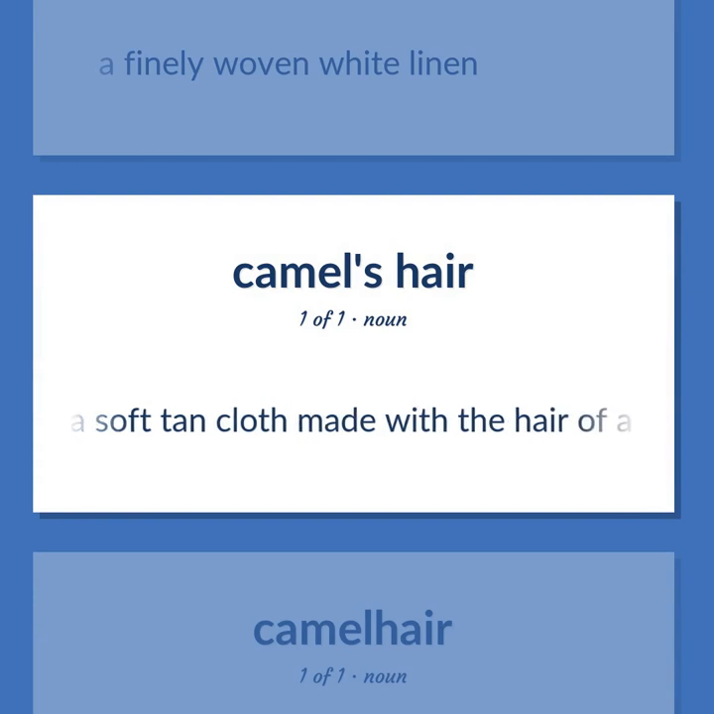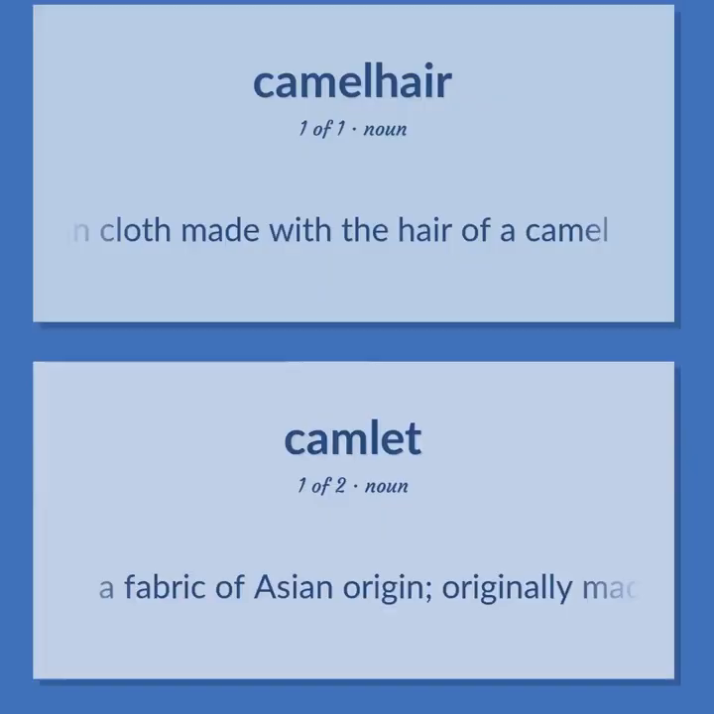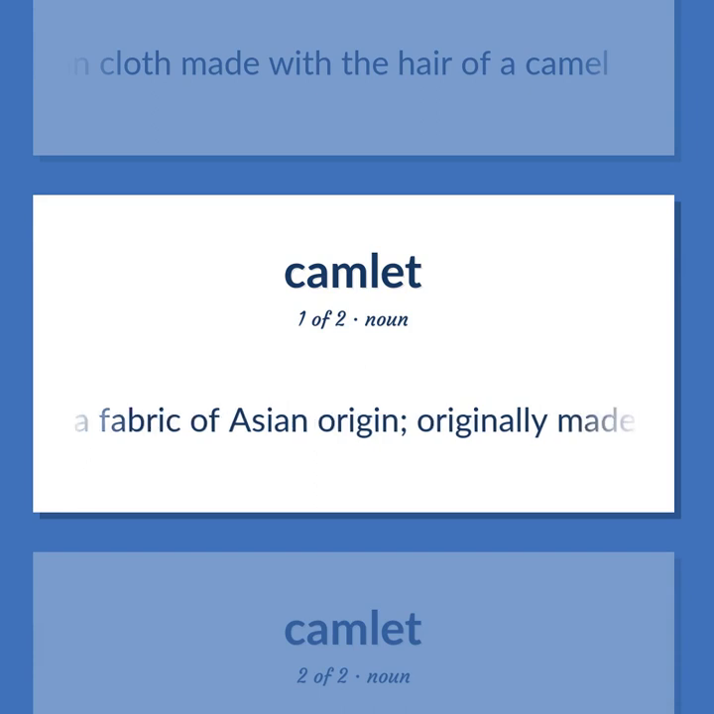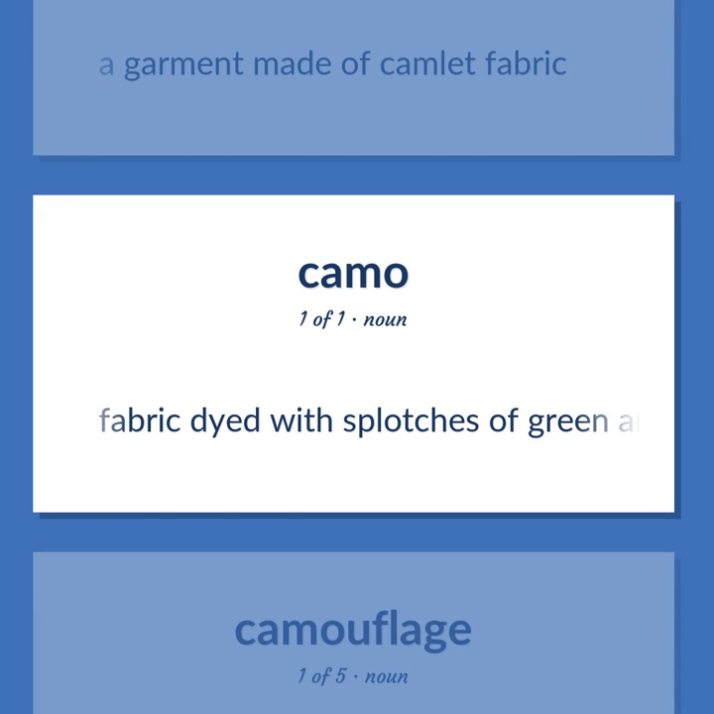A soft tan cloth made with the hair of a camel. A fabric of Asian origin, originally made of silk and camel's hair. A garment made of camlet fabric. Fabric dyed with splotches of green and brown and black and tan, intended to make the wearer of a garment made of this fabric hard to distinguish from the background.